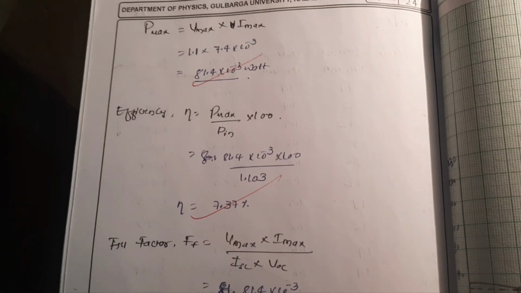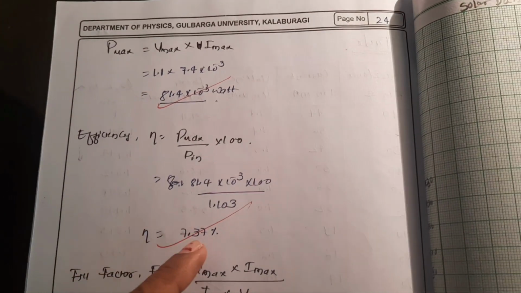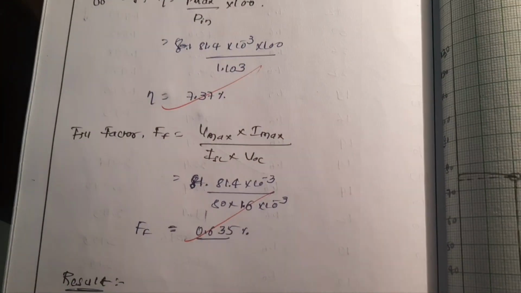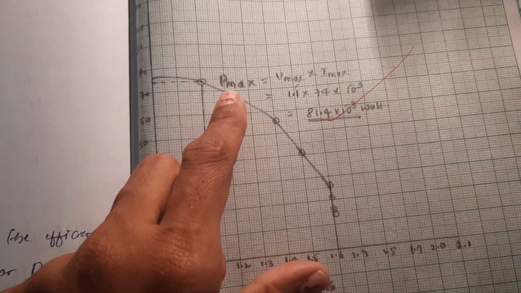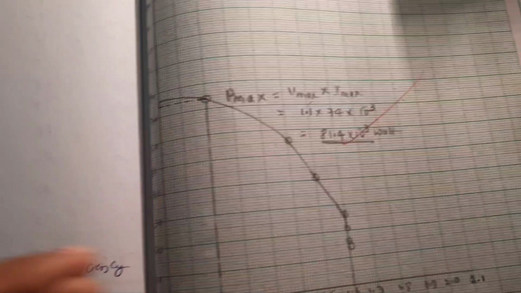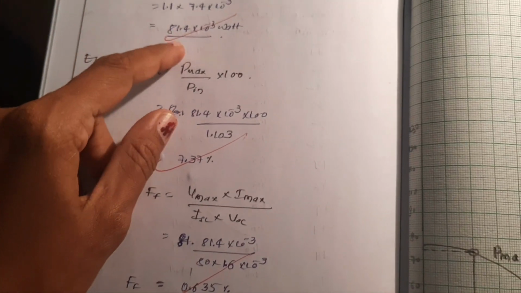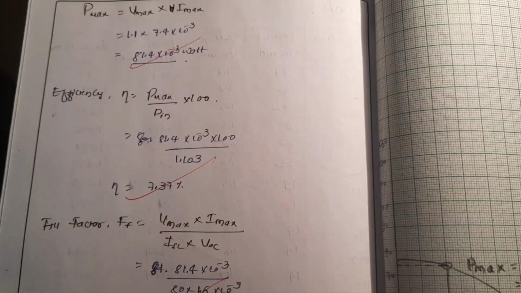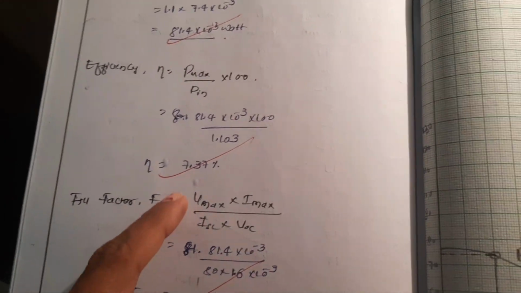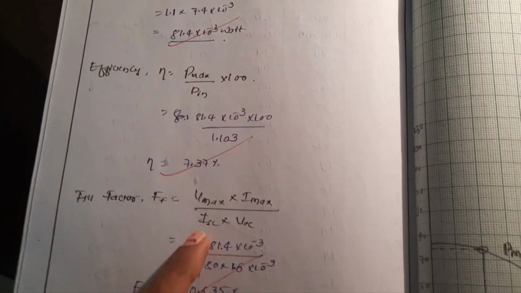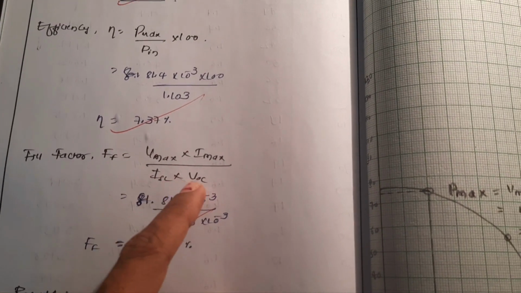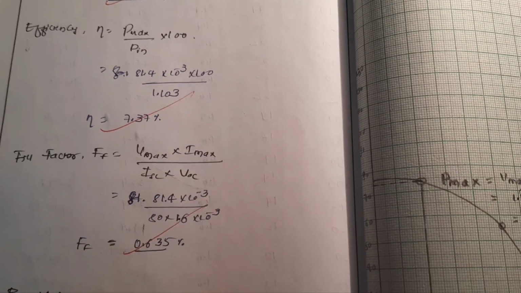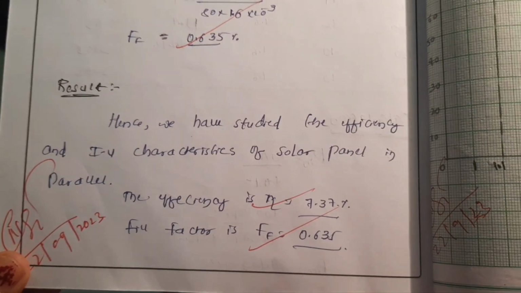The efficiency they got is around 7.37%. After plotting the graph you will get the P max. Use that P max in the calculation for the efficiency. For P in, you should calculate using this 100-watt bulb. The fill factor they got is around 0.6. In the observation we have written the short circuit current and open circuit voltage. Use those and calculate the fill factor. At the end you can write the result here.